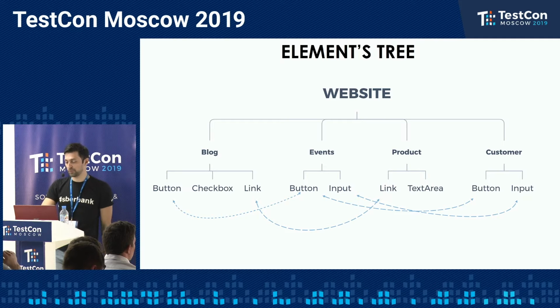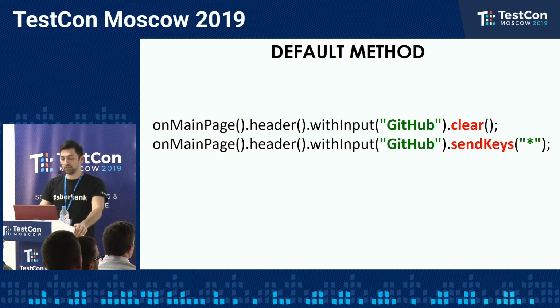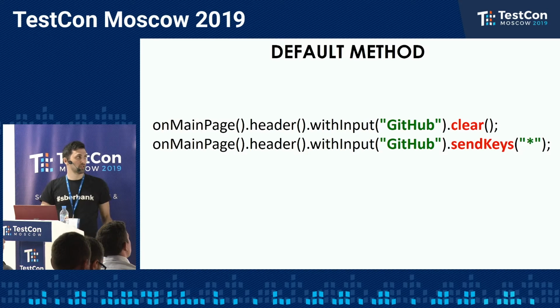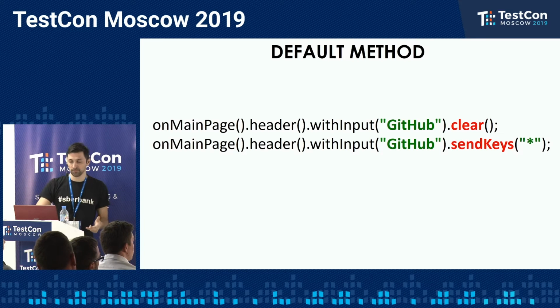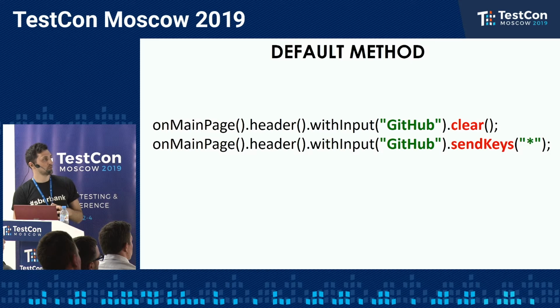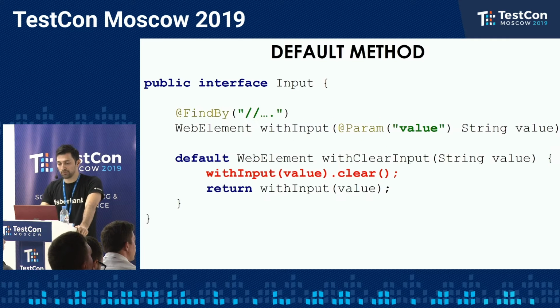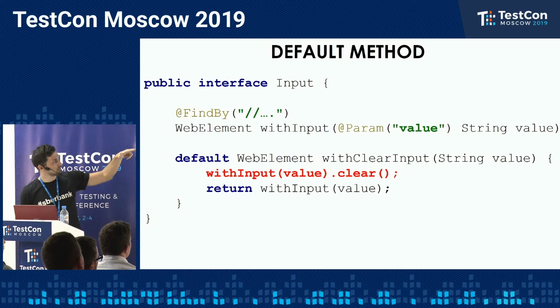So what other functions of Java 8 can we apply? For people who know Java, there are default methods in Java 8, and for example, when we work with the Selenium API, we clean up the field and then we enter something there. So to somehow merge this into one line, we can use default methods.